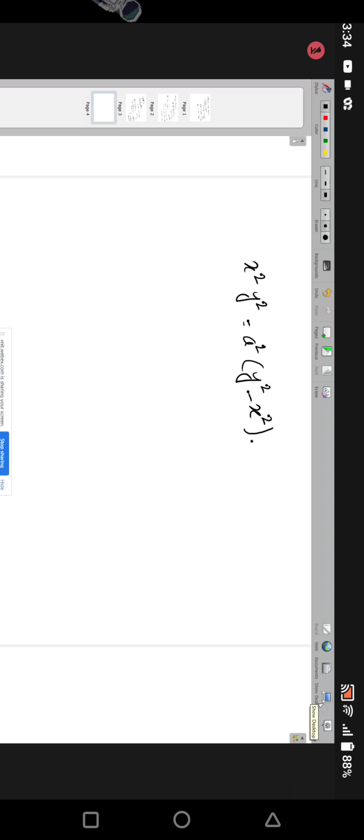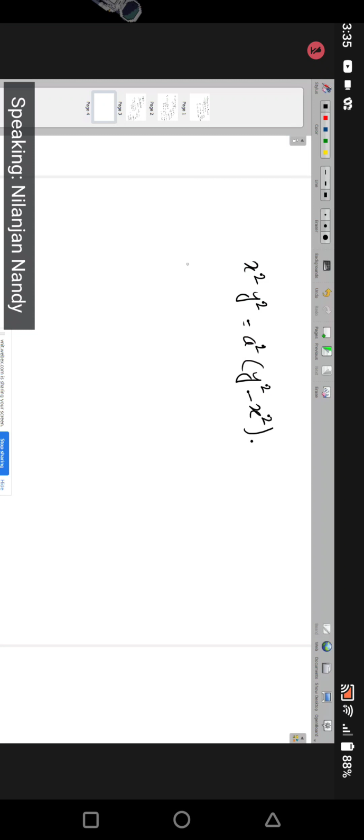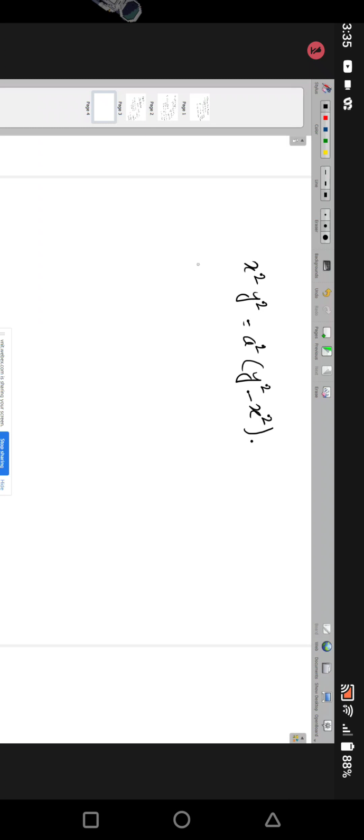So first tell me, is the curve passing through the origin or not? The curve is x square y square into a square into y square minus x square. Does this curve pass through the origin or not?